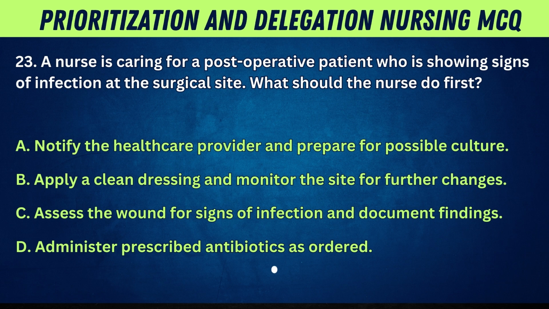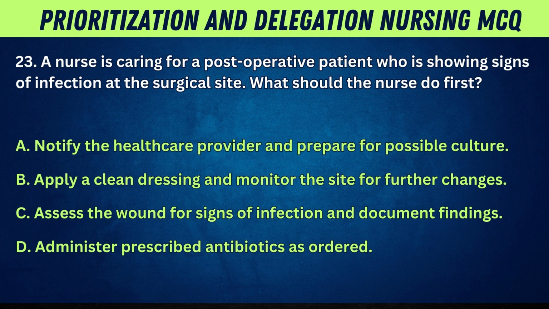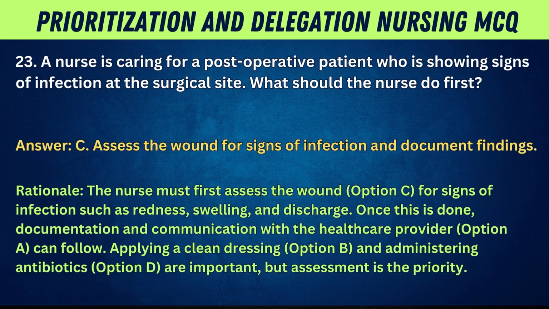A. Notify the healthcare provider and prepare for possible culture. B. Apply a clean dressing and monitor the site for further changes. C. Assess the wound for signs of infection and document findings. D. Administer prescribed antibiotics as ordered. Answer. C. Assess the wound for signs of infection and document findings.